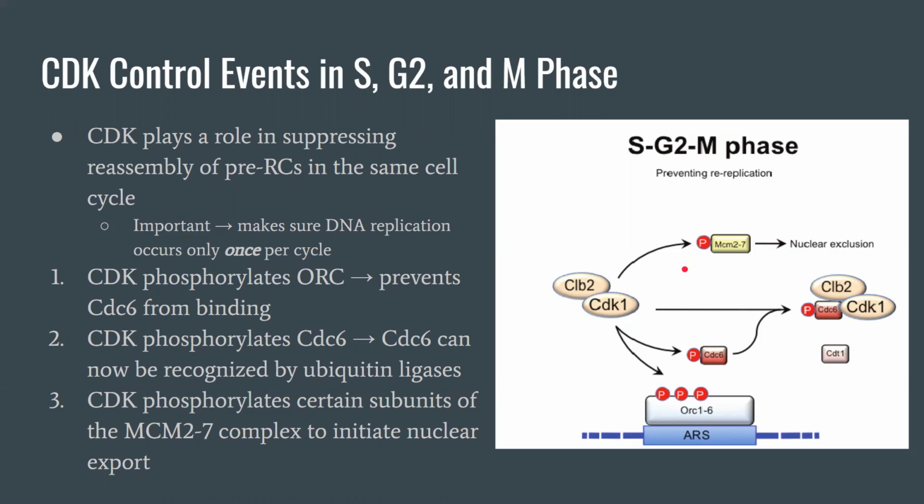An important thing to note, though, with this is that CDK phosphorylates MCM complexes that are not currently replicating. So if you have an MCM complex that's currently involved in DNA replication, CDK cannot phosphorylate it. This only occurs when the MCM is done replicating or not involved. So this is how CDK prevents re-replication, which is super important for the cell.